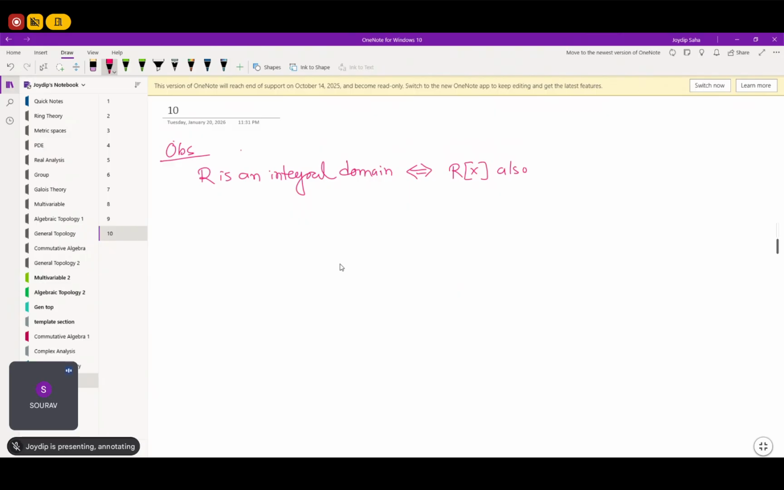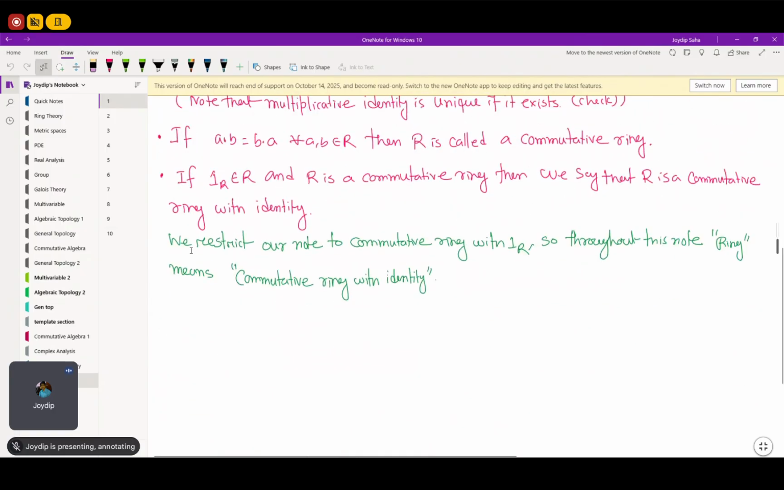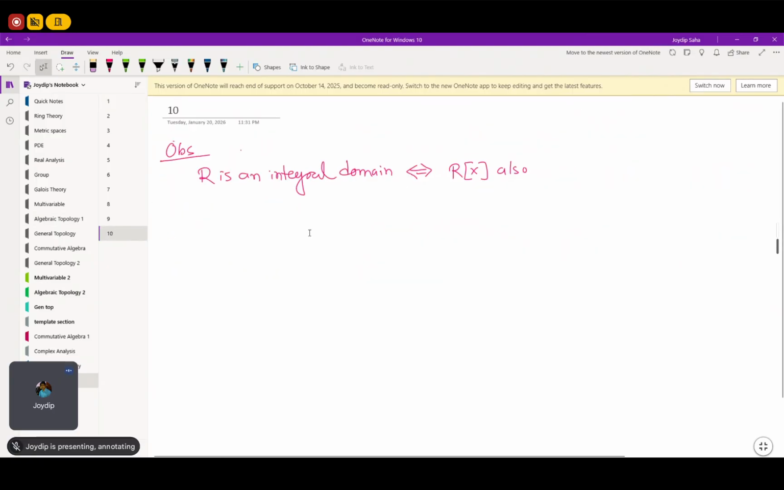Sir, is R at the outset commutative here? In this statement, all rings are commutative. In my first note, I assume that rings are commutative. We restrict this statement, and we will discuss only commutative rings. In this note, ring means commutative ring with identity. Okay, now I answer your question.